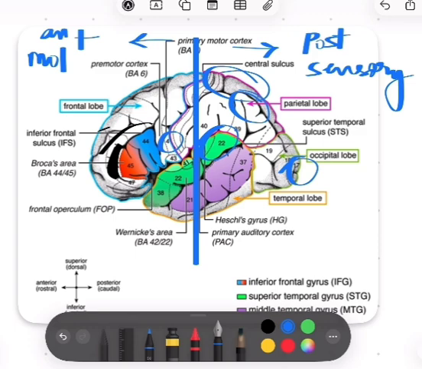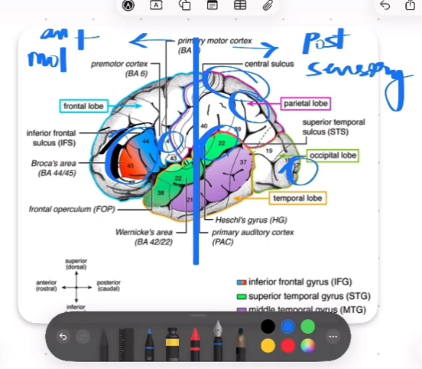Next, you have 44-45, which is Broca's area. That is your motor speech. It controls the movement of your mouth to generate language. 44-45, it is motor speech. Okay, it controls the movement of the mouth. Broca's area is in the inferior frontal gyrus.